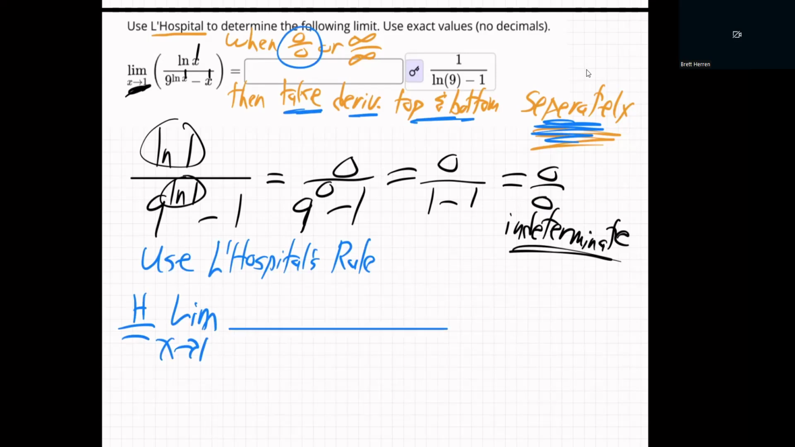Now, this is going to be a little tricky because these are not easy derivatives. How do you do the derivative? What's the derivative of natural log of x? Well, that's 1 over x. That's not bad. Right. Okay, but now what's the derivative of this part? What's 9 to the natural log of x? Yeah, that one is bad. Okay, so remember how to do that.